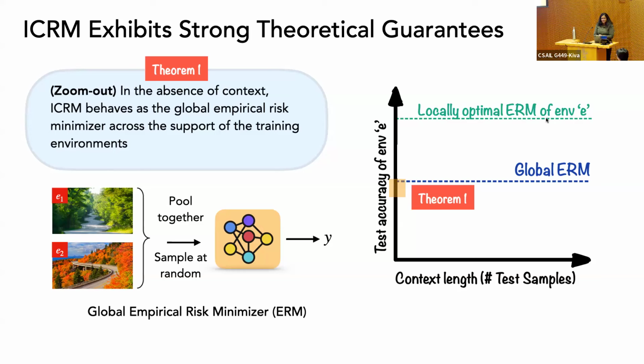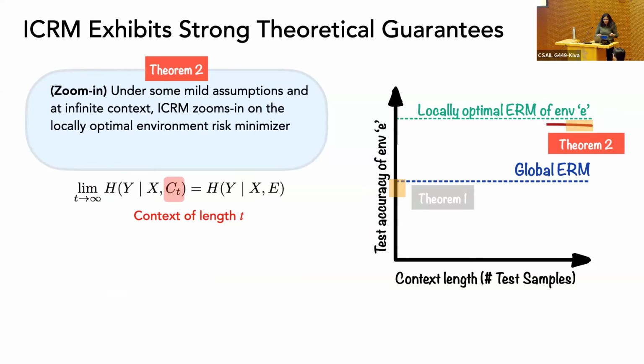So the first theorem says that ICRM will behave as the global empirical risk minimizer across the support of all the training environments. That is at 0 context. This is, ICRM's performance will be the same as that of the global ERM. And an insight about that is ICRM is actually trying to learn a Bayesian optimal predictor of this test environment at each context length. And when you set context length to 0, it'll map to ERM, which is also the Bayes predictor at 0 context length.